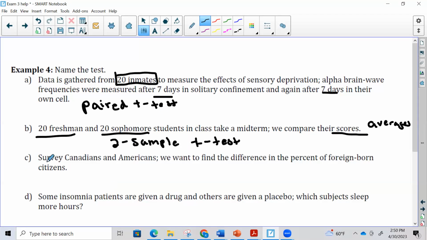Okay, C says, survey Canadians and Americans. We want to find the difference in the percent of foreign-born citizens. Okay? So I am going to compare the percentage of foreign-born citizens in Canada and America. And so I'm comparing proportions in this case. And so I'm comparing 2 proportions, which means it's a 2 prop z-test.